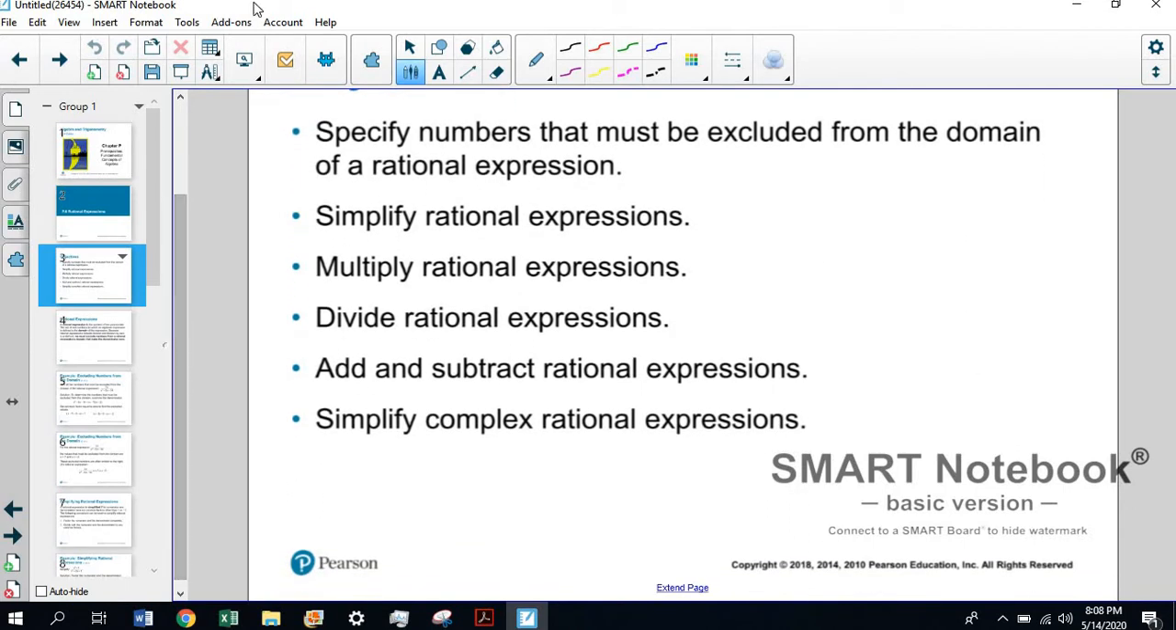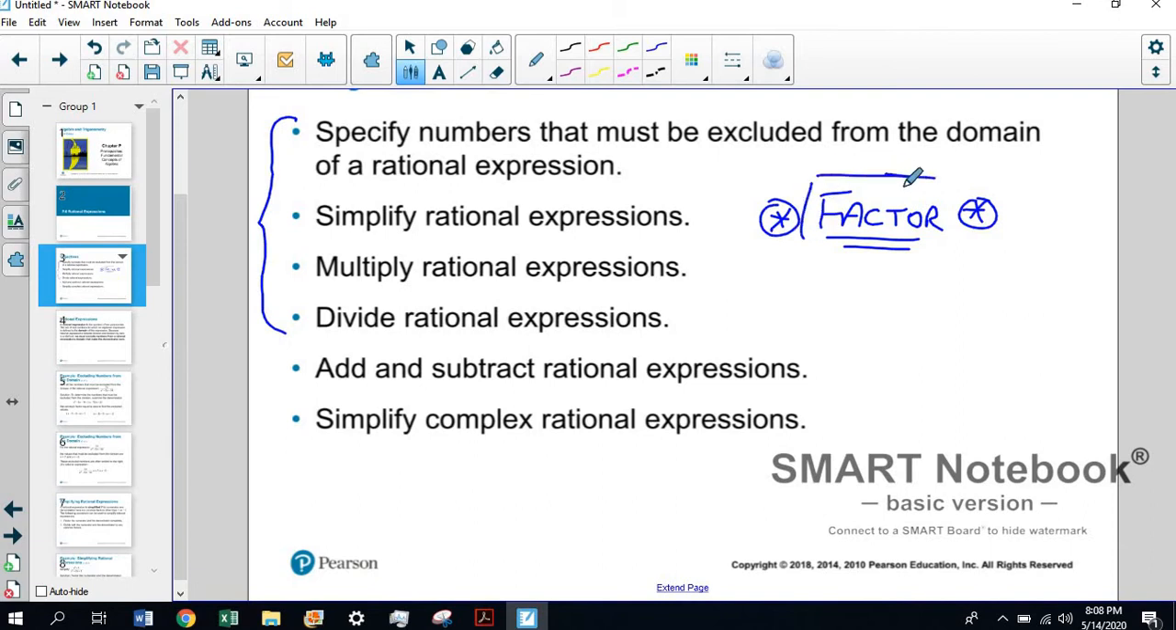This video is going to touch on these first four ideas, looking at the domain of a rational expression, simplifying, multiplying, and dividing. The big thing you've absolutely got to know in order to do this is how to factor. We just did factoring, all sorts of different ways of factoring, in section P5. If you have not done that and have not gotten it down really well, then you're going to have trouble in this section. So make sure that you've got P5, factoring, down before you come into this section.